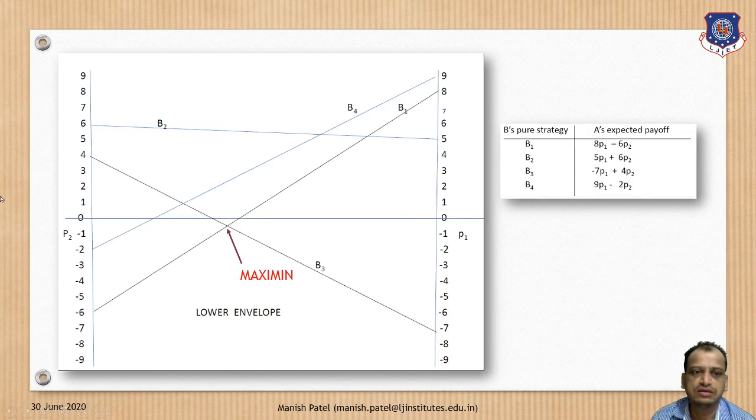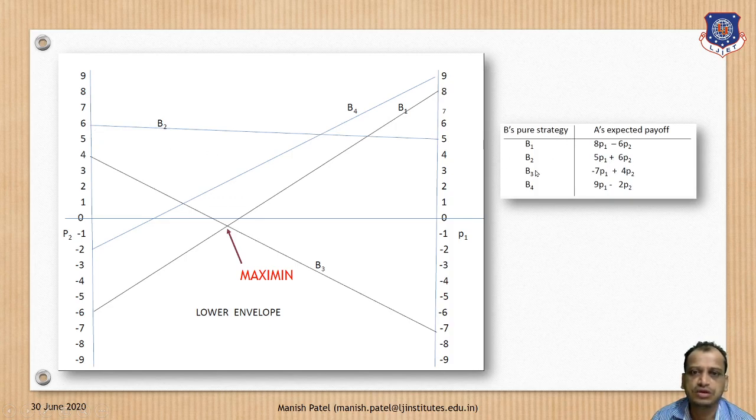So how will you get it? Here, if you see 8P1 minus 6P2, where is it? It is B1, this one. 8P1, this is 8 on this side, and on this side it is minus 6. Clear? For B2, where is B2? This line, B2. 5P1, that is 5P1, and 6P2, that is this.